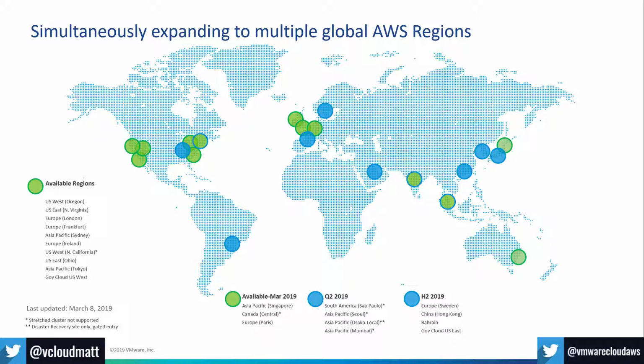Again, we have a list on the left here. Green is everything that's available. Blue is everything that's coming. So again, we added Singapore. We added Central Canada, which is the only Canadian data center AWS has. And in Europe, we added Paris.